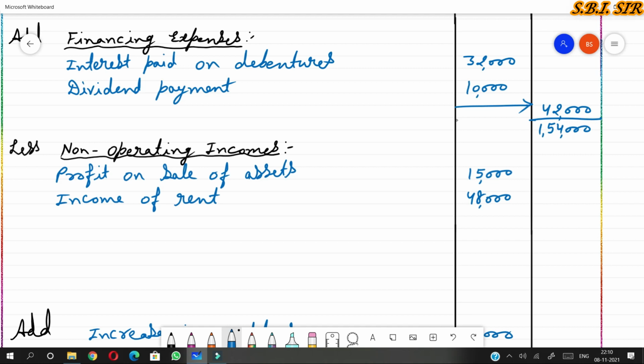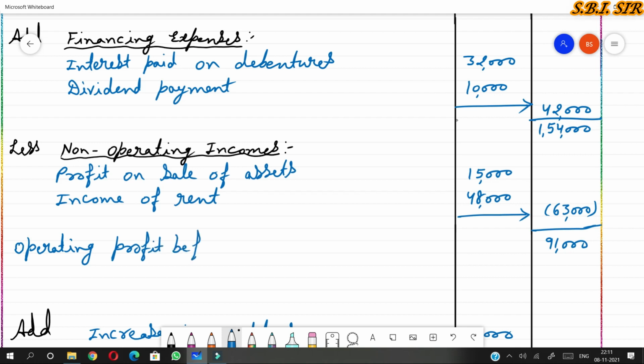Then the total of non-operating incomes: 15,000 plus 48,000, 63,000 will be deducted from 1,54,000 and we will get 91,000, and this amount will be operating profit before changes in working capital.